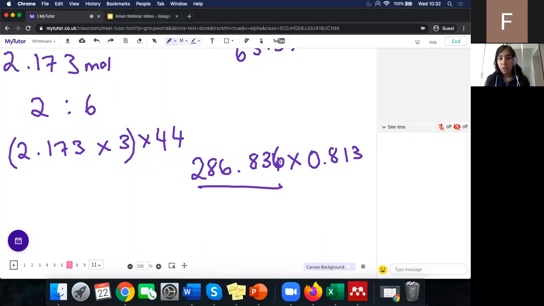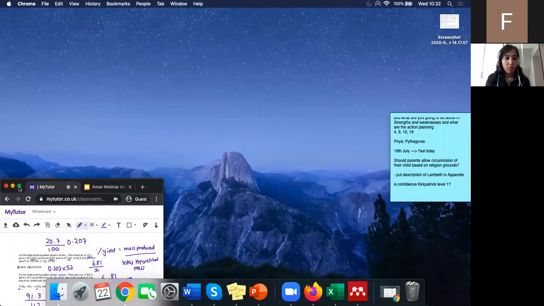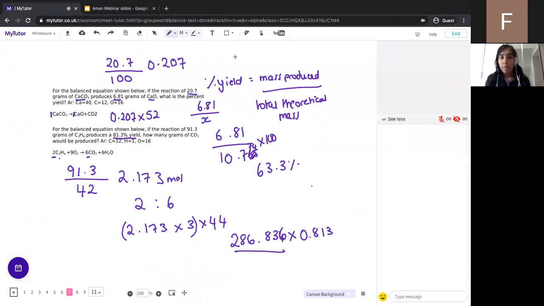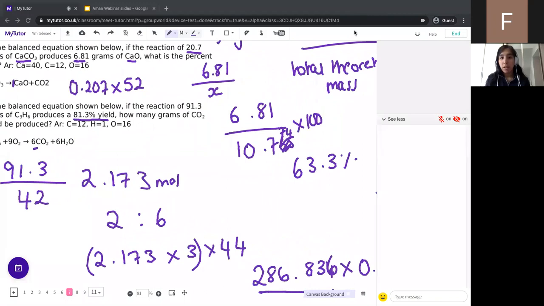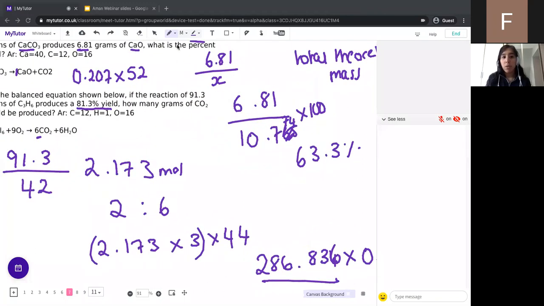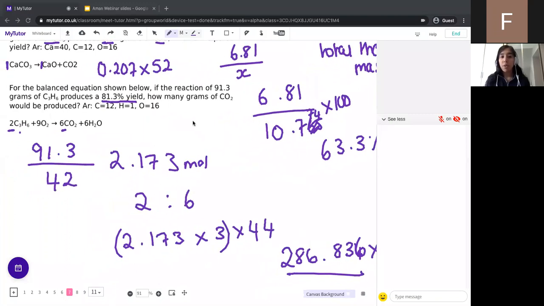Oh, sorry, someone's telling me it should be 836. So 286.836 times 0.813. Again, what's the percentage then, or the mass that we produce? Yep, 230.75. Great, so that means that the mass that we've produced is 230. Does everyone agree with that? Great, 230.75. So the grams of carbon dioxide that we actually produced was 230.75 grams.